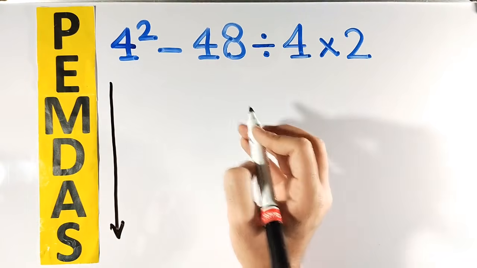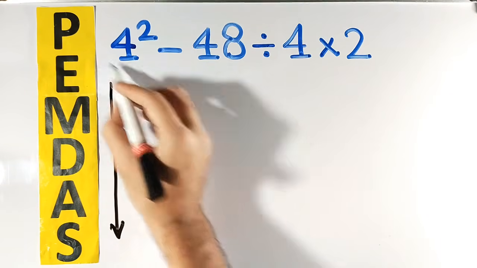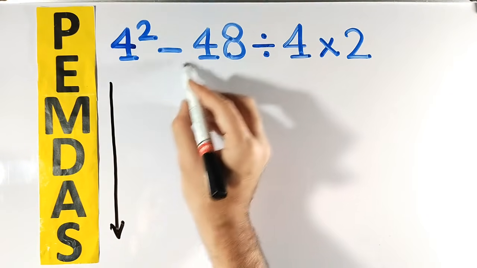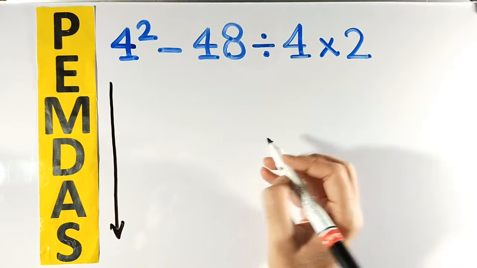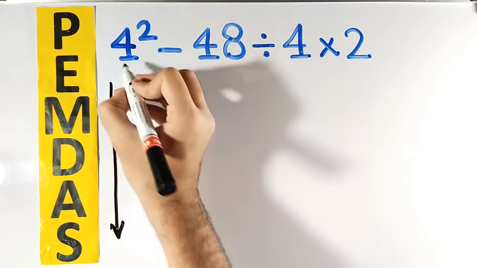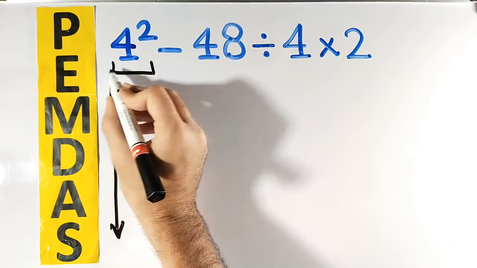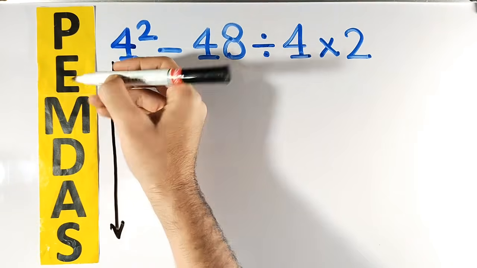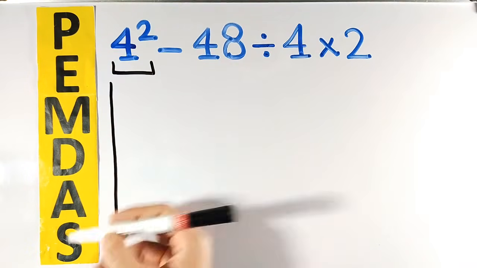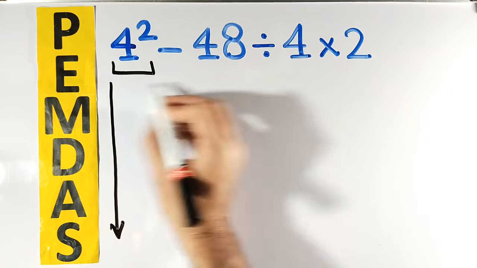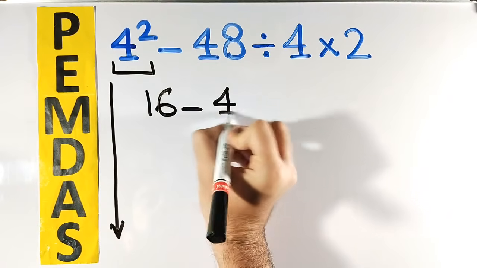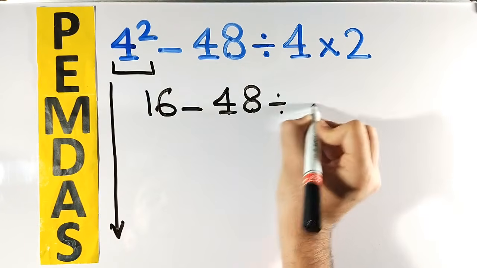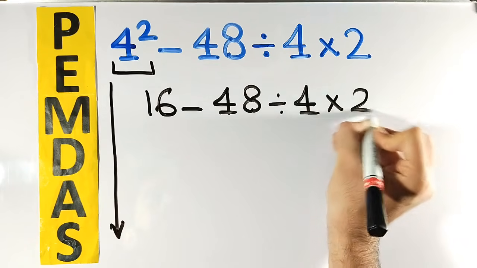As you can see on the screen, in this expression, first we have an exponent, then a subtraction sign, followed by a division, and finally a multiplication. According to the PEMDAS rule, first we go for the exponent, because in this expression, exponent has a higher priority than the other operation. So, instead of this expression, we can write 16 minus 48 divided by 4 multiplied by 2.